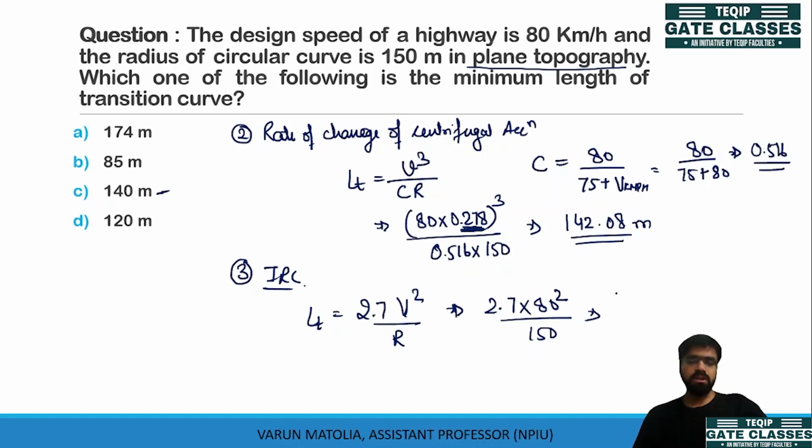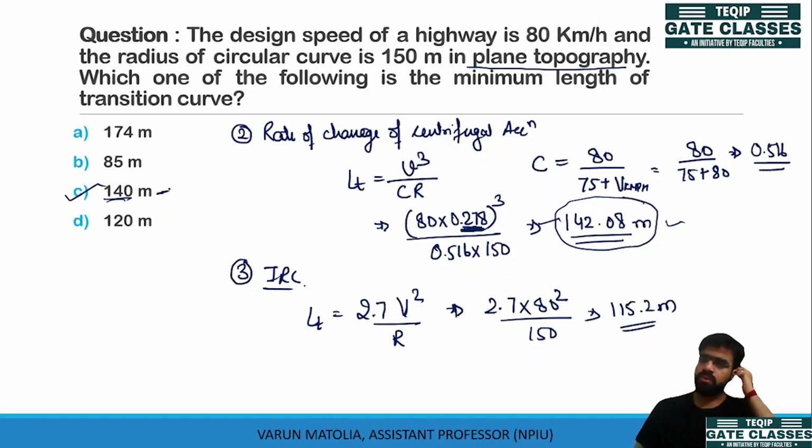This formula is giving us the value 115.2 meters. We need to choose the value which is highest in order to accommodate all the conditions. So this value will satisfy the IRC condition also. So we'll take this value as our answer. We have 140 as the nearest value to our solution. Hope this question is clear to you.